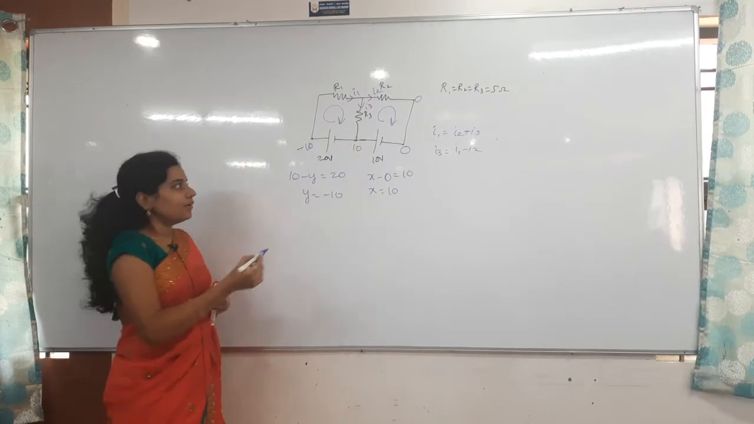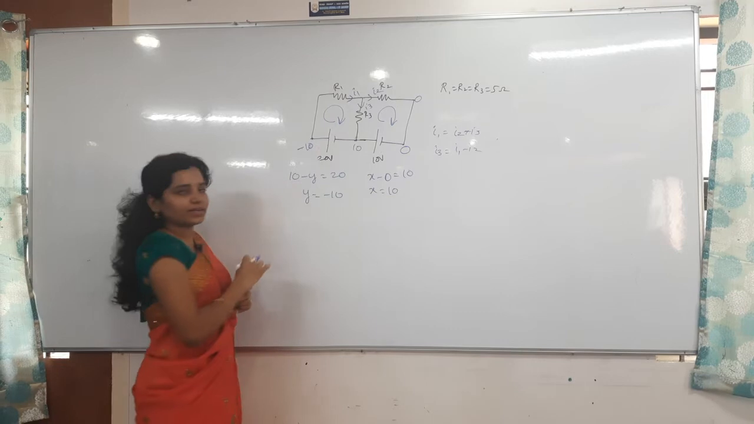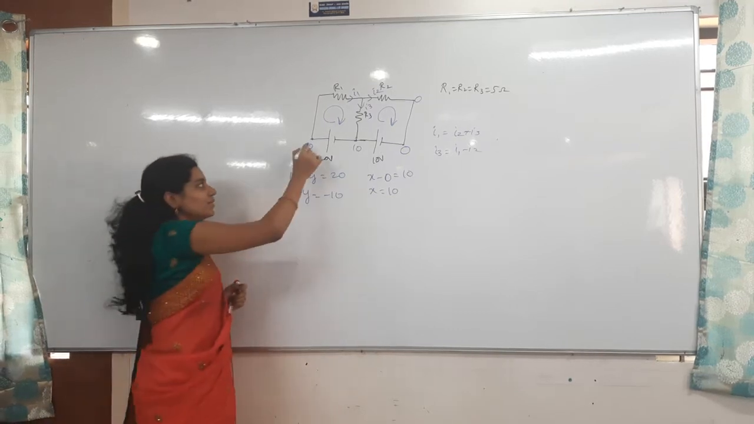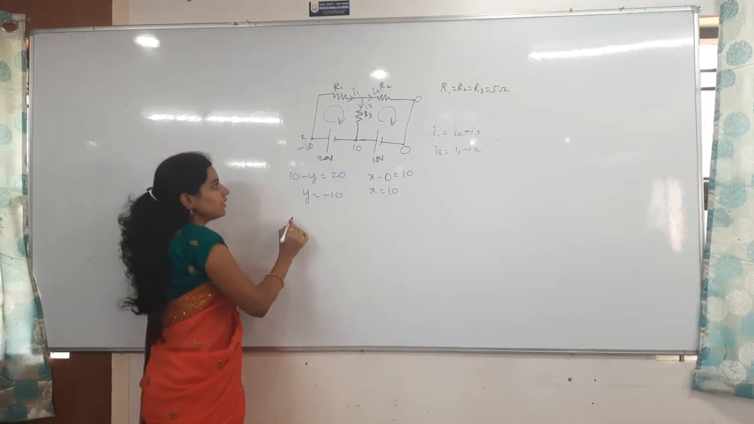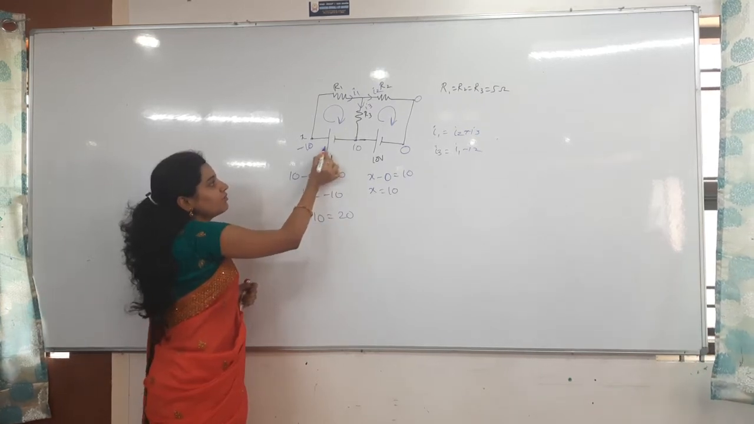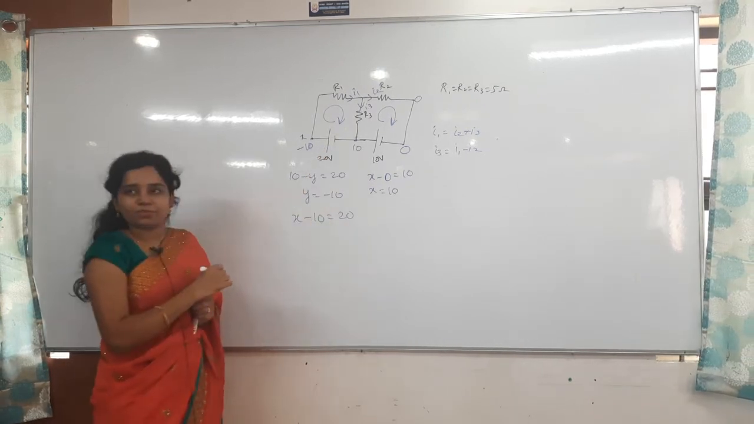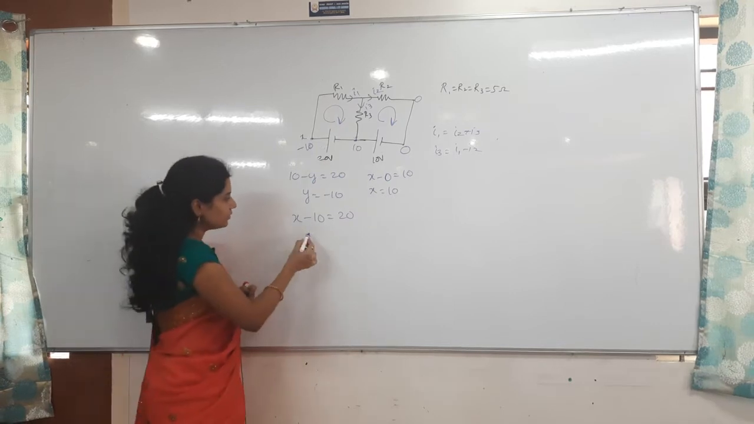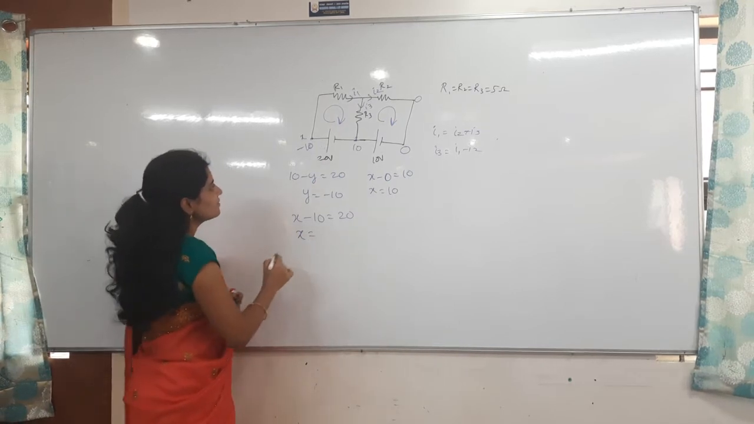Now, coming this way, I got another battery here. So take this one as x. Then x minus 10 is equal to 20. You are coming from higher to lower potential. Then x is equal to 30, right?